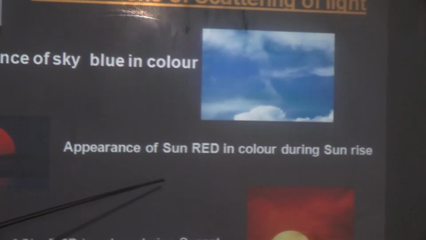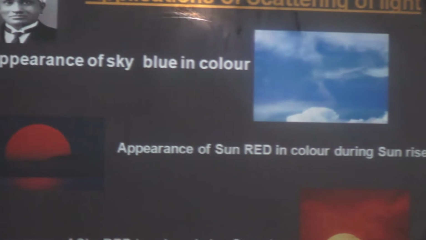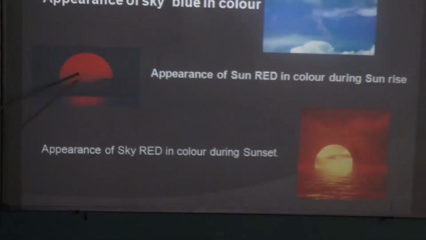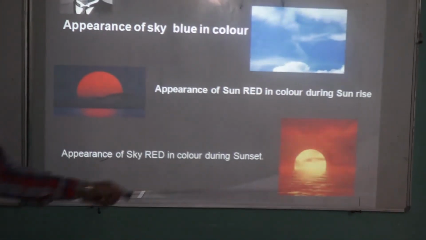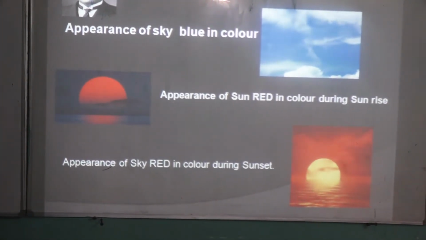And the appearance of the sun red in color during sunrise, and the appearance of the sky red in color during sunset. This is the most generally observed. The sun appears red in color during sunrise and sunset. But in the afternoon, the sun is white in color.